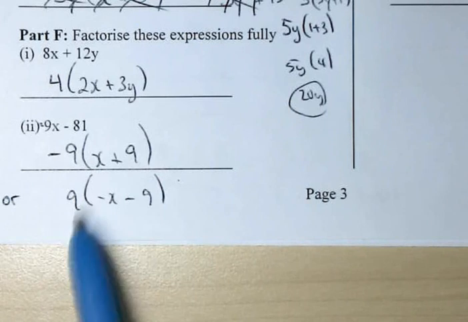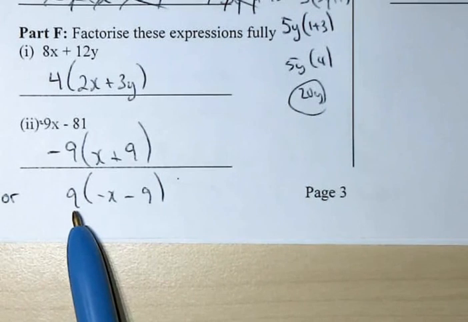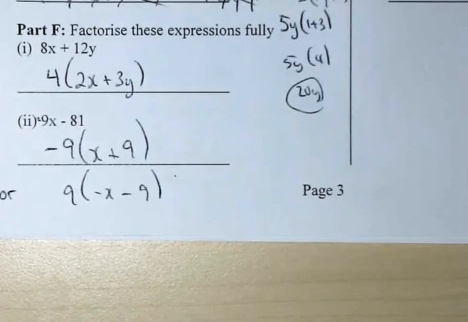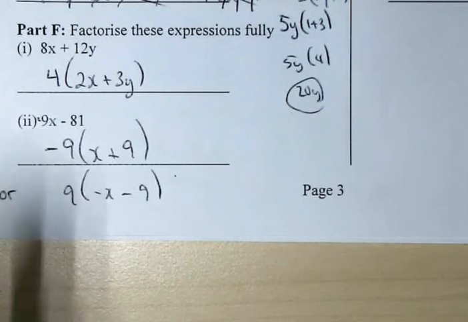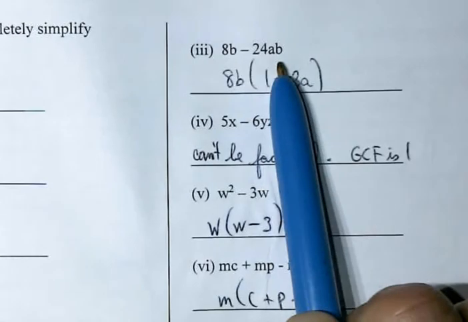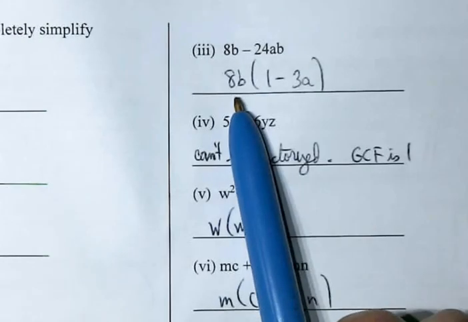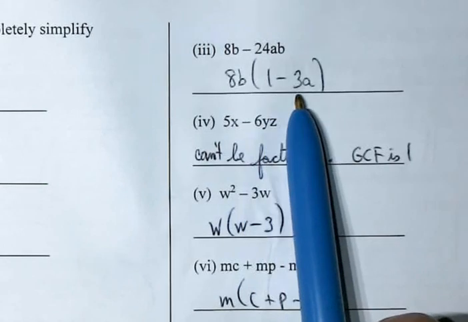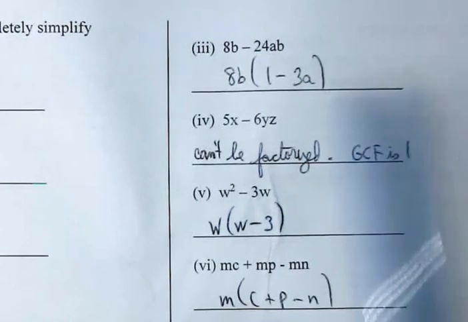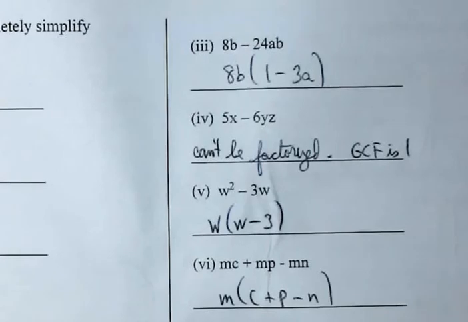If you chose to take out a positive 9, that's fine. You would have gotten negative x minus 9. So either one of those is acceptable. Questions? All right. Part 3. 8b minus 24ab. Taking out an 8b leaves me 1 minus 3a. So these are definitely merit level questions now.